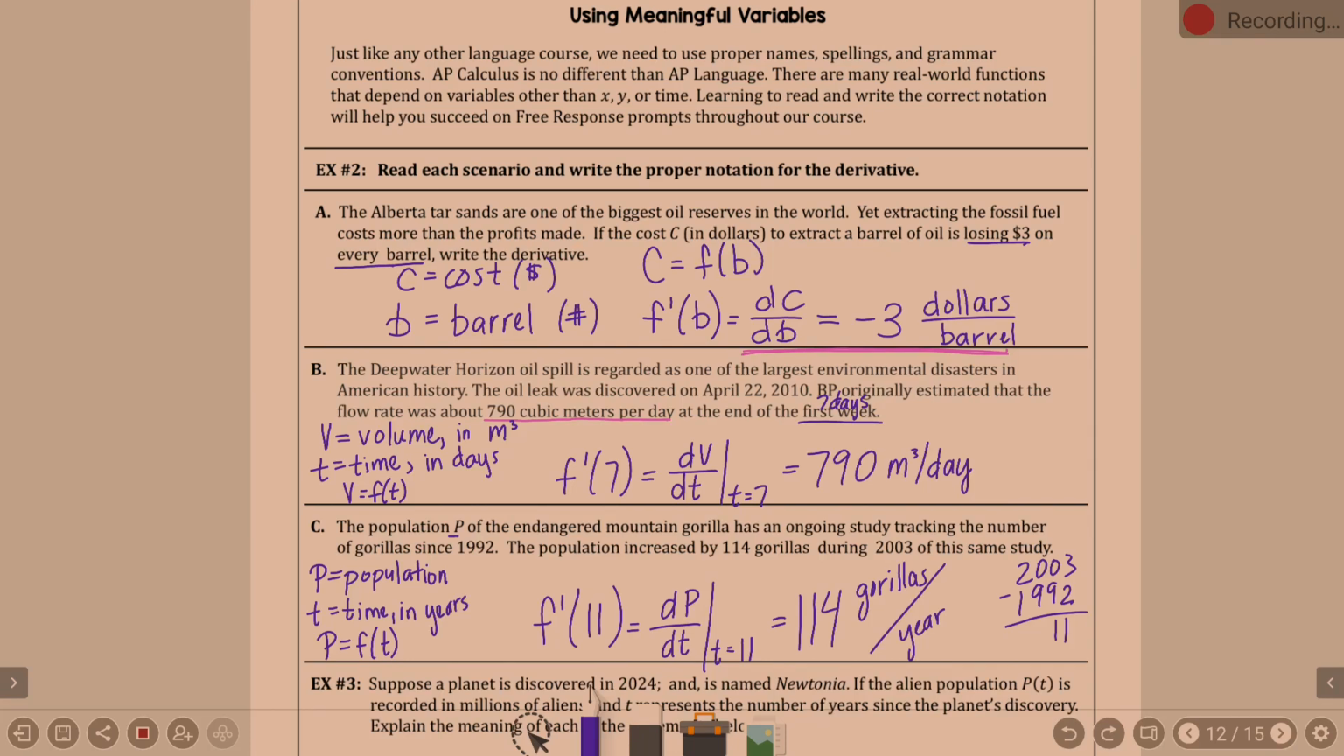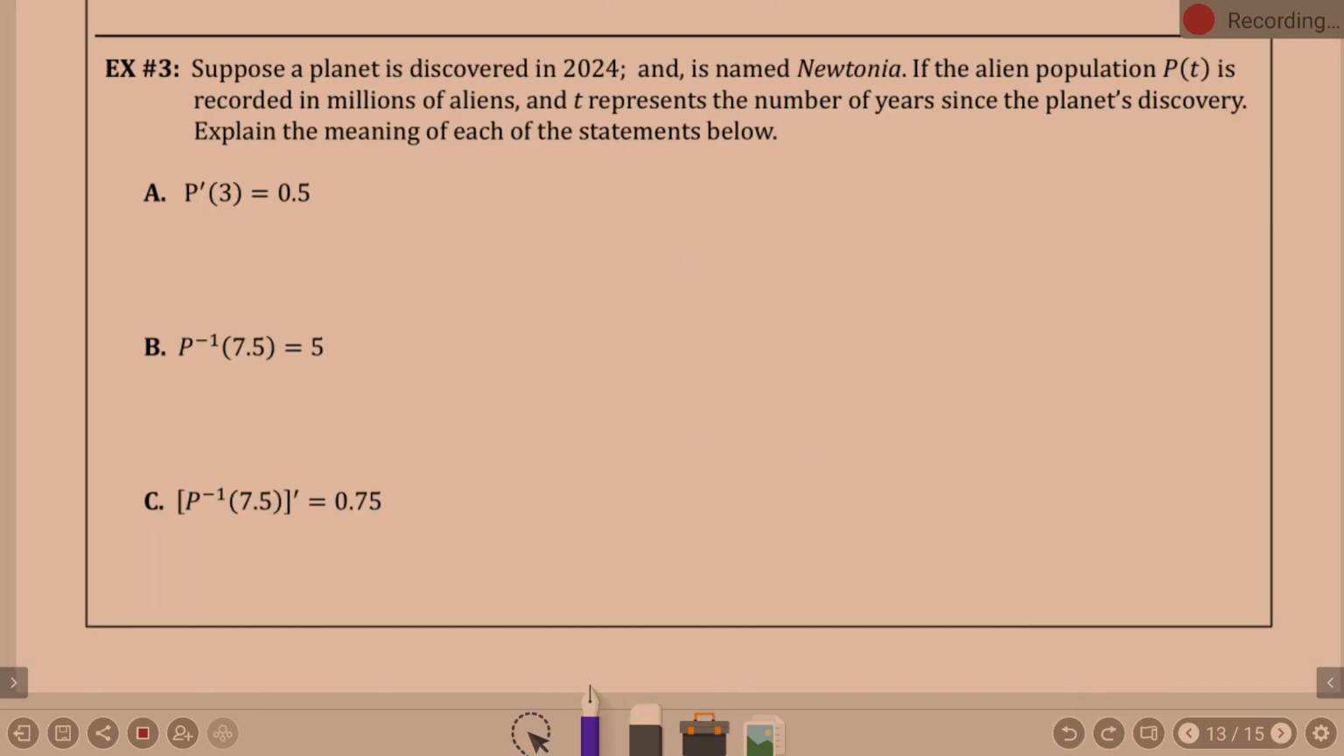Now we're going to go the other way. We're going to have to take what they give us and put it into words. I don't want to do this. You like the other way easier? I don't blame you. I like the other one better too, but.